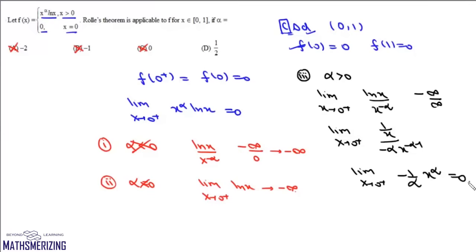Limit is 0. So in this case, f(0+) will be equal to f(0). So Rolle's theorem is applicable for this function if and only if alpha is greater than 0. That means the only correct option in this case is option D.